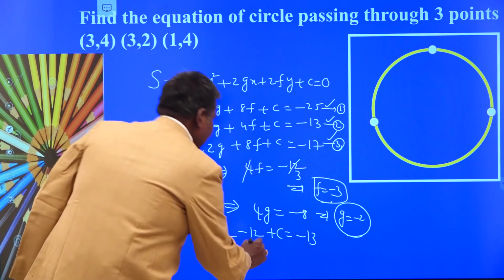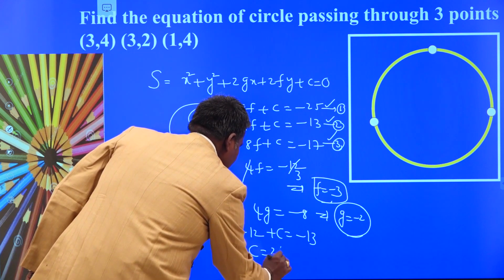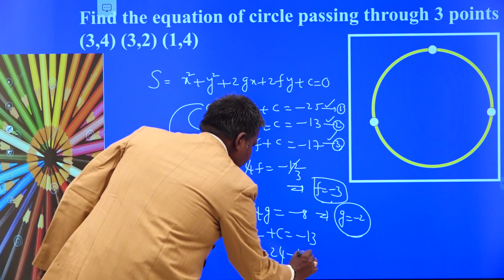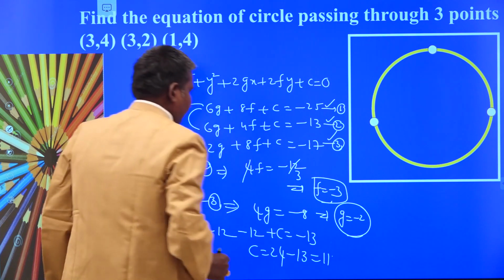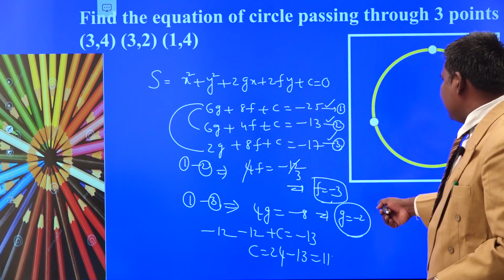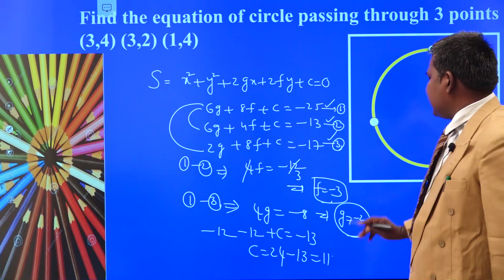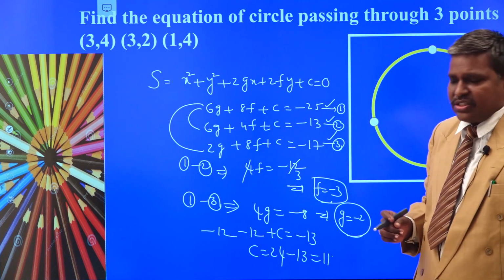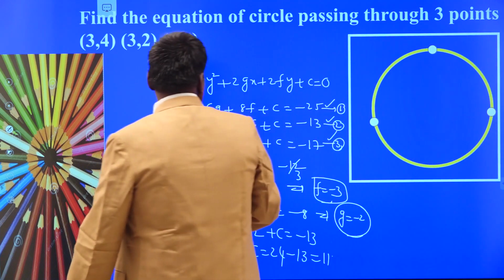When it is coming to the right side, what is the value of c? c is equal to 24 minus 13. What is the value? That is 11. So we have c equal to 11 and g is equal to what? Minus 2. f is equal to minus 3. Just substitute the values in the general equation, and we obtain the required equation of circle.